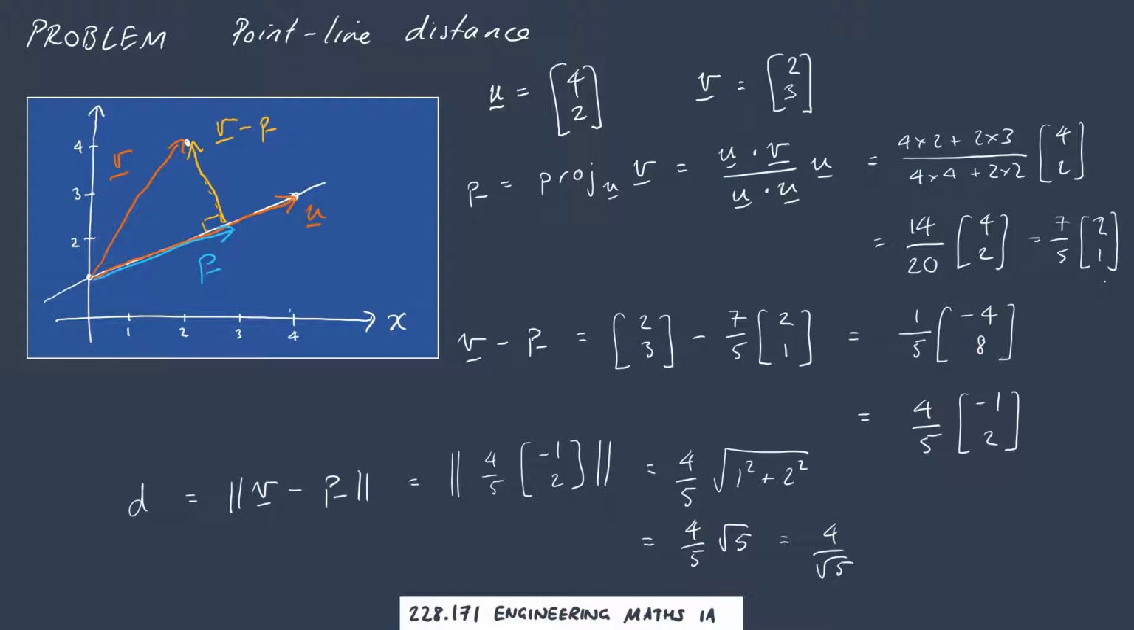Which if we convert that to decimals, I'll just give you two decimal places, is 1.79 to 2 decimal places. Okay, and if we look at our picture, that looks about right. It looks a little bit less than 2, so we've probably done it right.